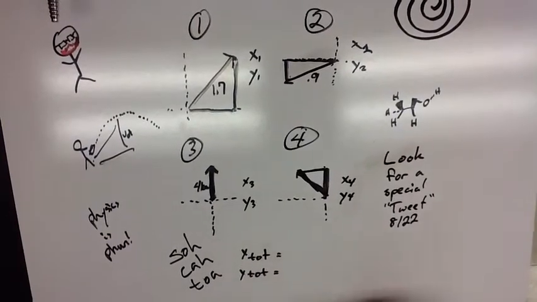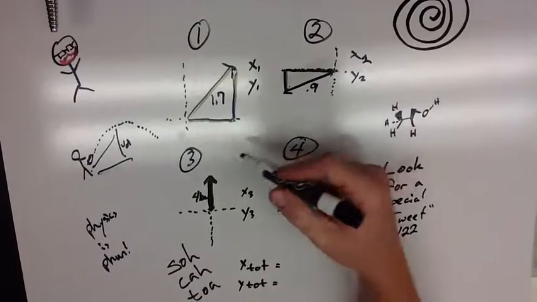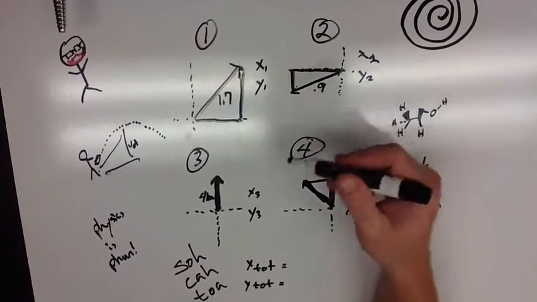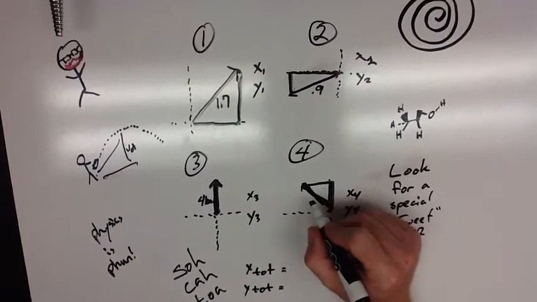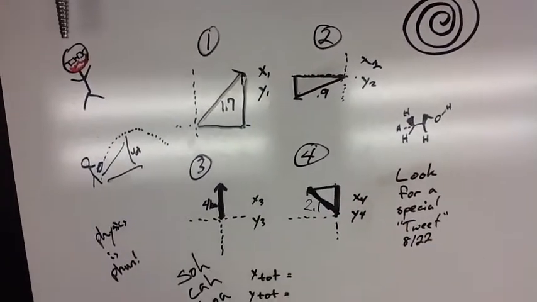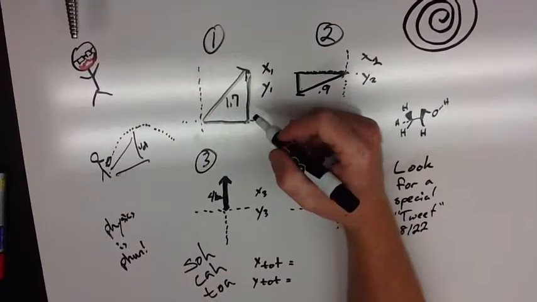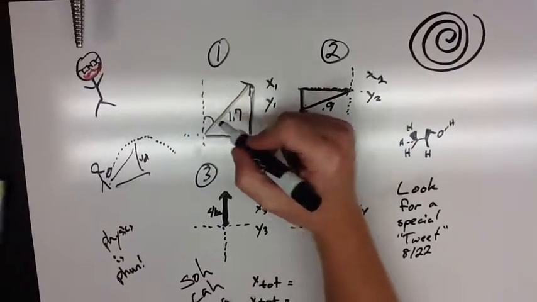Okay, so what we have here is we know the hypotenuse of all these triangles. We're sitting at 1.7, 0.9, 4, and I'm sorry I did not write that down. We are at 2.1 on the last one. All right, so when I look at these triangles, I know the angles of all of them. My first one, I'm at 37 degrees here.